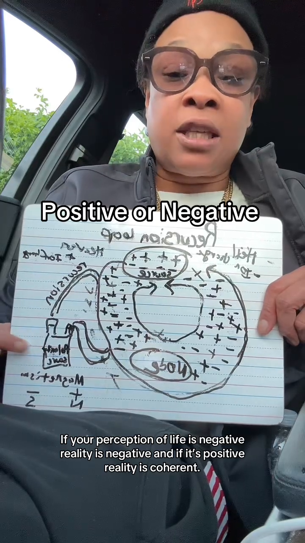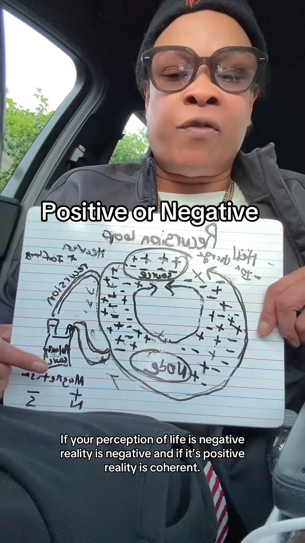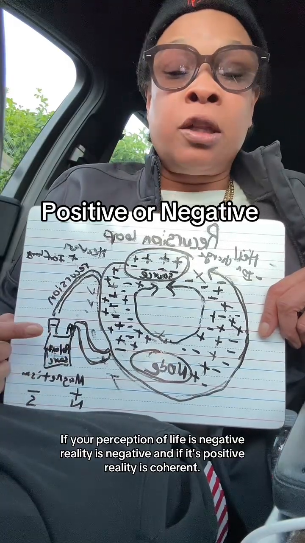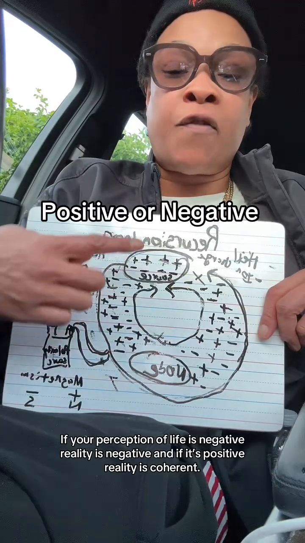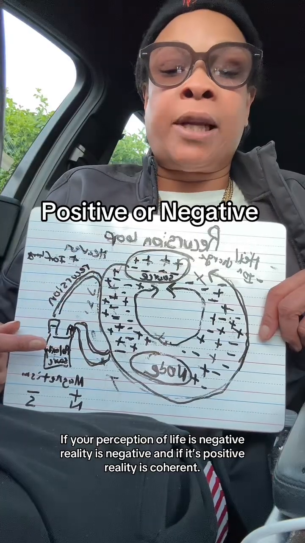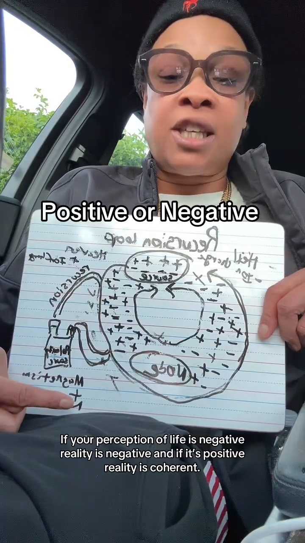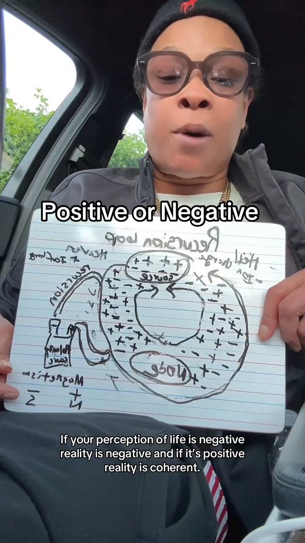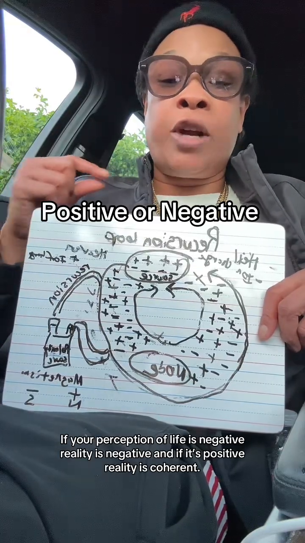Polarity is the battery that provides the charge that is necessary for recursion to run off of. The polarity runs off of magnetism, which is the opposing charges and their attraction or repulsion for each other.